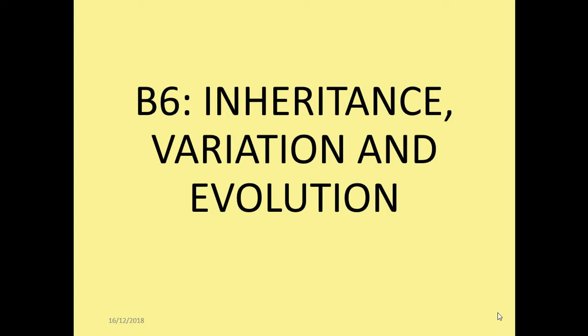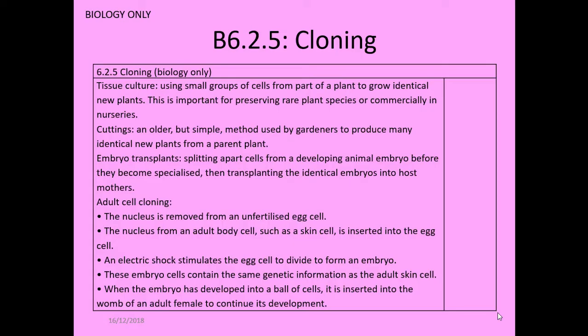This is a B6 triple content video from the topic Inheritance, Variation and Evolution, and it's discussing cloning. Okay, so this is biology only, looking at two methods of cloning: embryo transplantation and adult cell cloning, which is how Dolly the sheep was created.